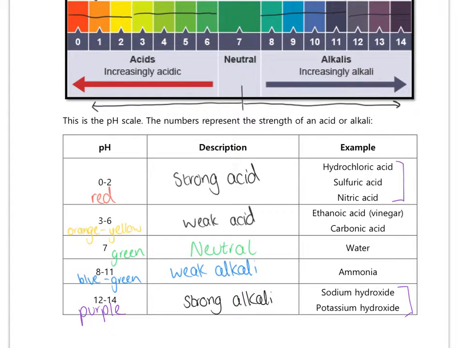So for a universal indicator, you need to know the pH numbers, what they correspond to. So if I give you a pH number of 4, you should be able to tell me that that's a weak acid. And you should also be able to tell me what colour it would turn universal indicator. And then your 2-step method, which is at the top of page 5, for how we actually use universal indicator to tell us the strength of an acid or an alkali.